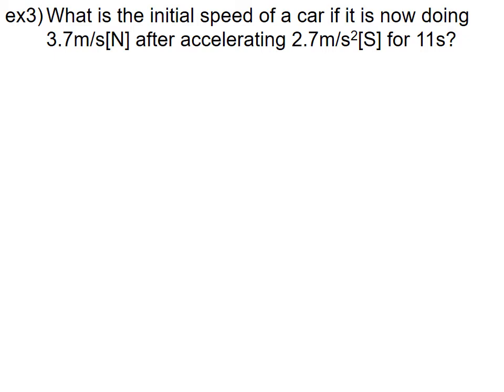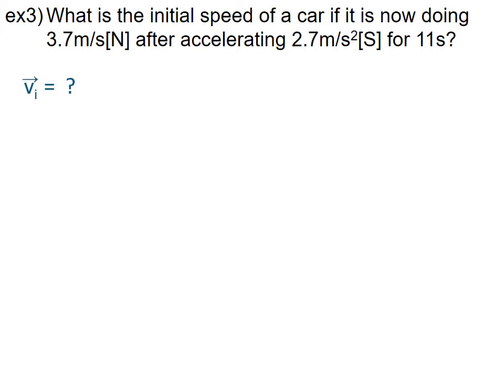Example 3. What is the initial speed of a car if it is now doing 3.7 meters per second north after accelerating 2.7 meters per second squared south for 11 seconds? So what is the initial speed? Well, I'm looking for VI. So our VI is our unknown.